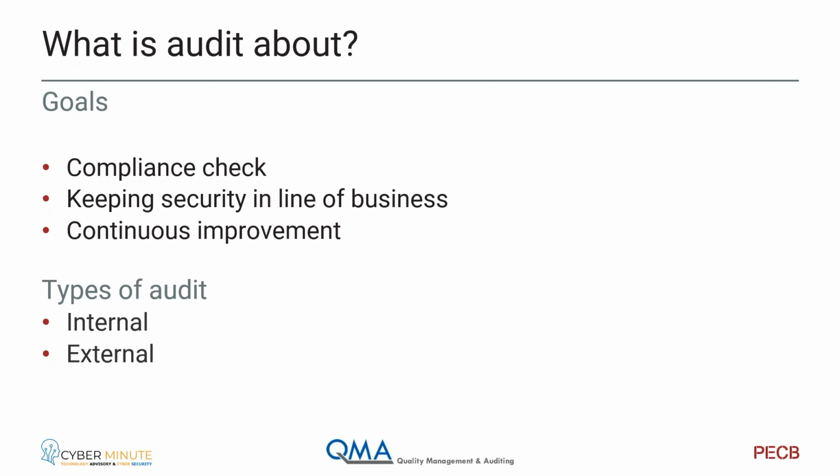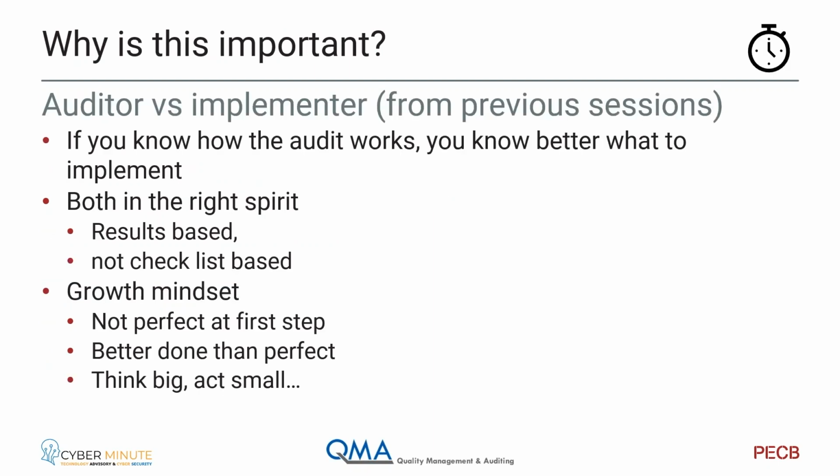If we look at audits, we can have two types of audits: internal audits and external audits. Peter already mentioned in the previous sessions that we had, what's the difference between an auditor and an implementer? And how can you use both of them to your benefit? When you're implementing an information security management system or a PIMS, it's good to also think about how this would be audited, because it will help you implement it in the right way.